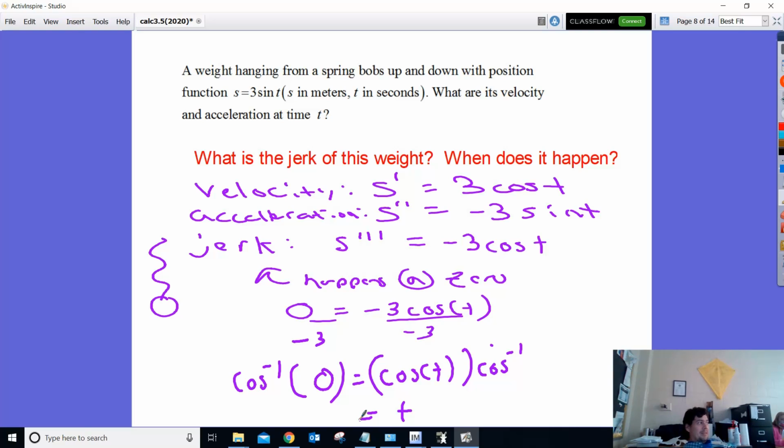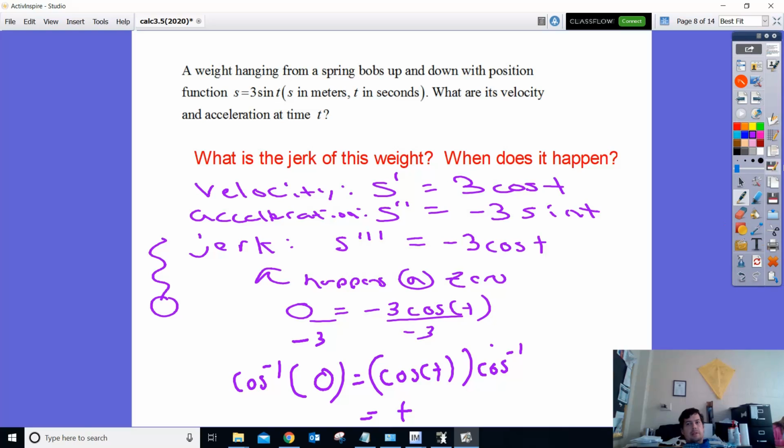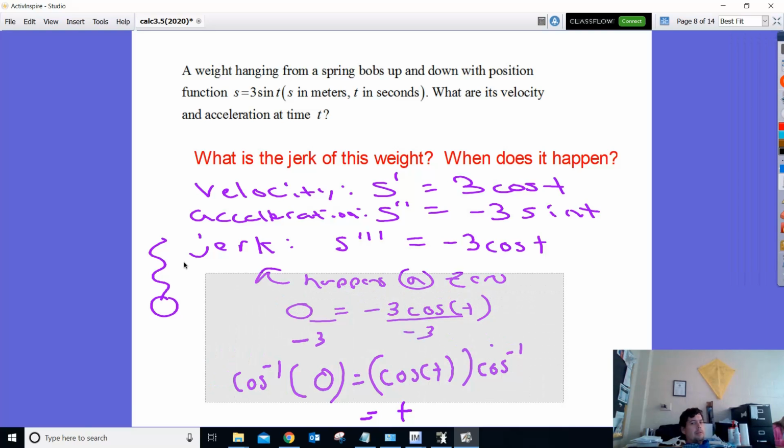It's not what my graphing calculator suggests. Where is cosine 0 on the unit circle? 90 degrees, pi over 2. 3 pi over 2, right? So the work I'm doing down here is suggesting that that happens at t equals pi over 2 and 3 pi over 2, which I don't think agrees with the original graph.